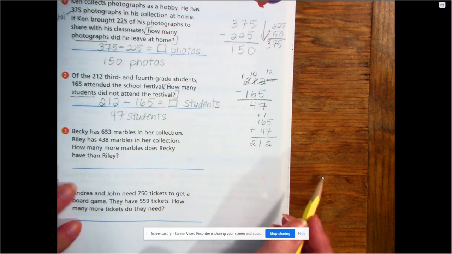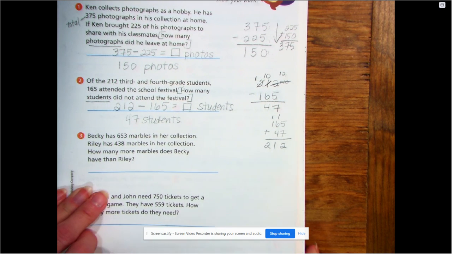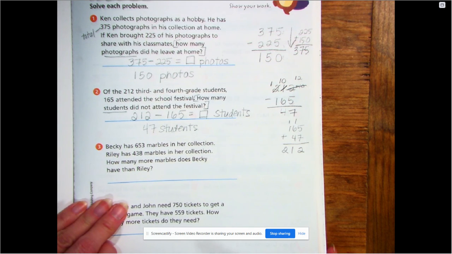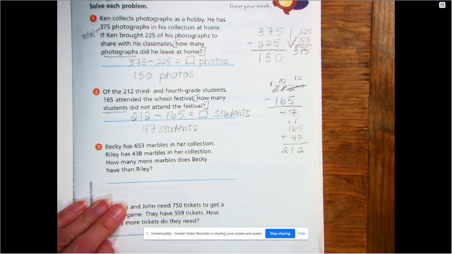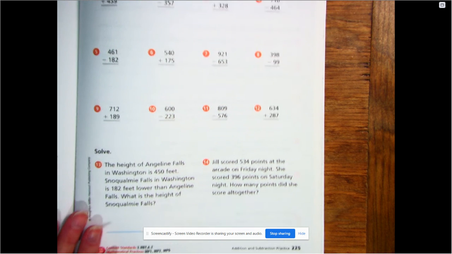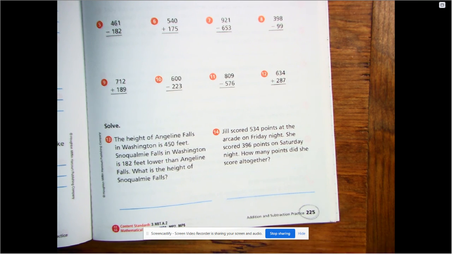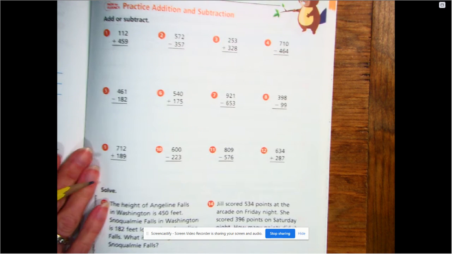All right. Your homework tonight has a couple of word problems. So you want to be thinking, I don't know if you have to add or subtract in these word problems, but you're going to do the next page. So turn your page to page number 225. Okay, circle 225. That is your homework assignment for tonight.